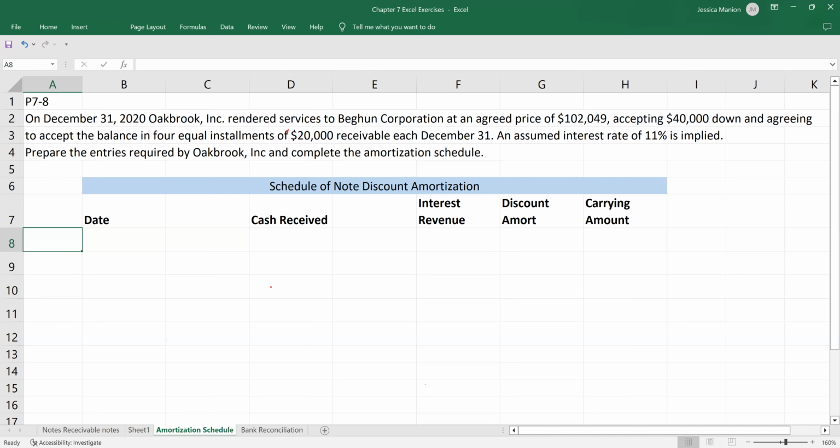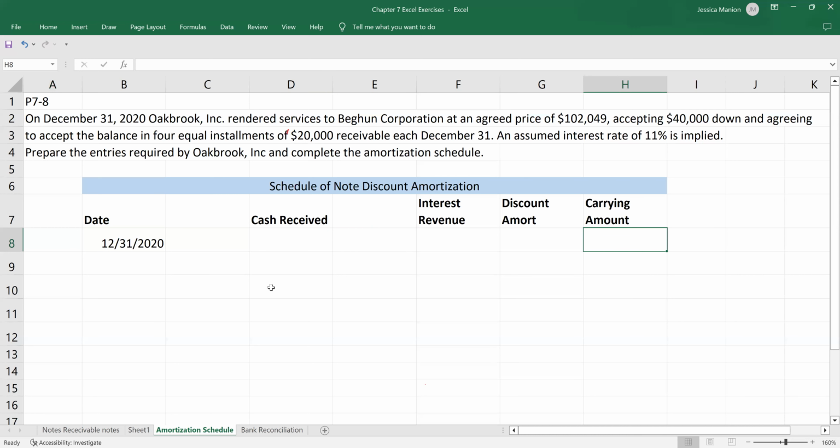Okay, fine. So we're doing this deal. We're making this deal December 31, 2020. 12/31/2020.